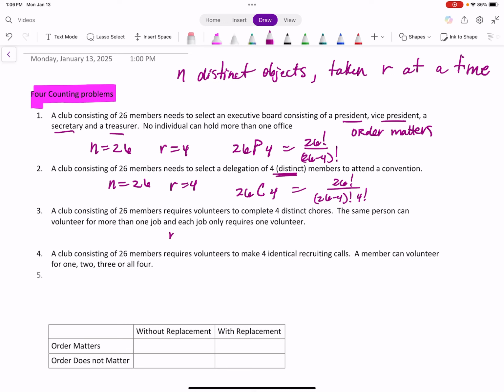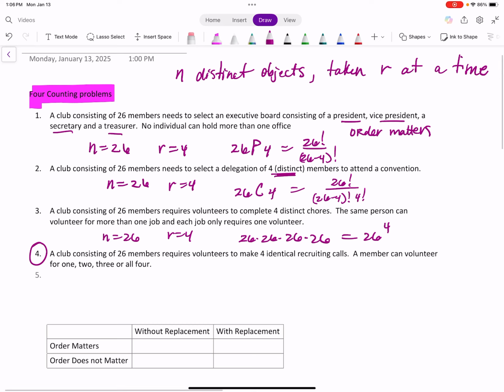This third one, a club consisting of 26 members, requires volunteers to complete 4 distinct chores. So again, my R is equal to 4, and I've distinguished them from each other. One chore is different than the other. Sweeping is different than dishes. N is still equal to 26. The same person can volunteer for more than one job, and each job only requires 1 volunteer. So this is telling us that order matters because the jobs are distinct, and since I can repeat one of my distinct objects, a repetition is allowed, or with replacement. So for every job I have 26 choices, or 26 times 26 times 26 times 26, or 26 to the 4th.